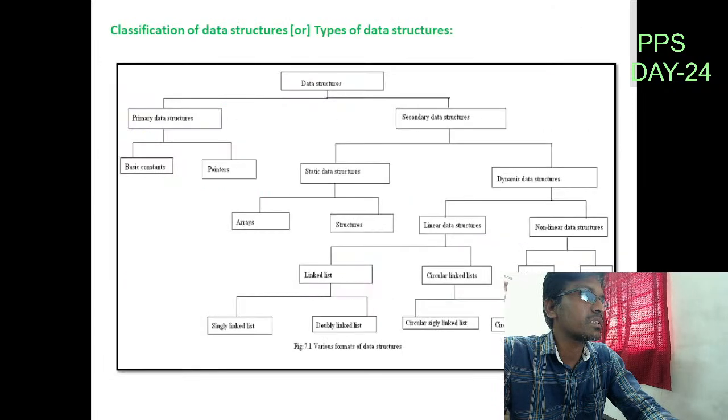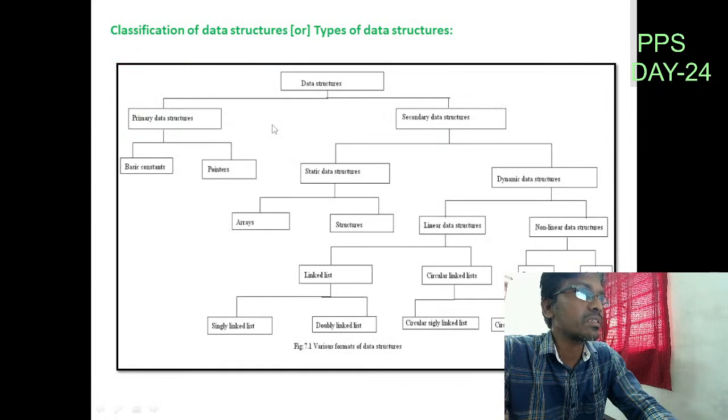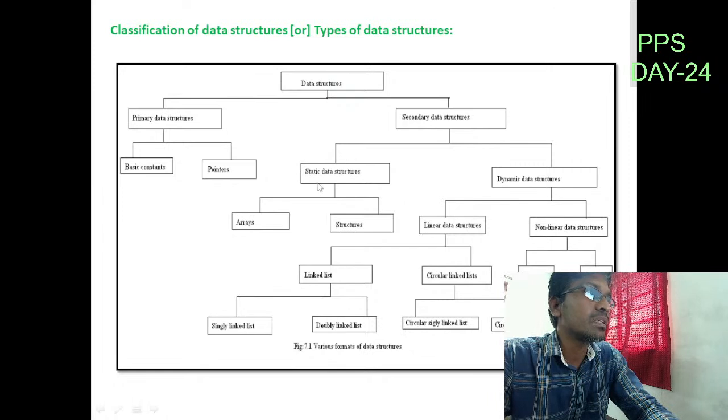So, data structure: the arrangement of data in computer's memory is called a data structure. With the help of data structures, we arrange the data in computer's memory. So that is the definition of a data structure, and it can be classified into two types: primitive or primary data structures, and non-primitive or secondary data structures. And again, the secondary data structures can be classified into two types: static data structures and dynamic data structures. The static data structure examples are arrays and structures.